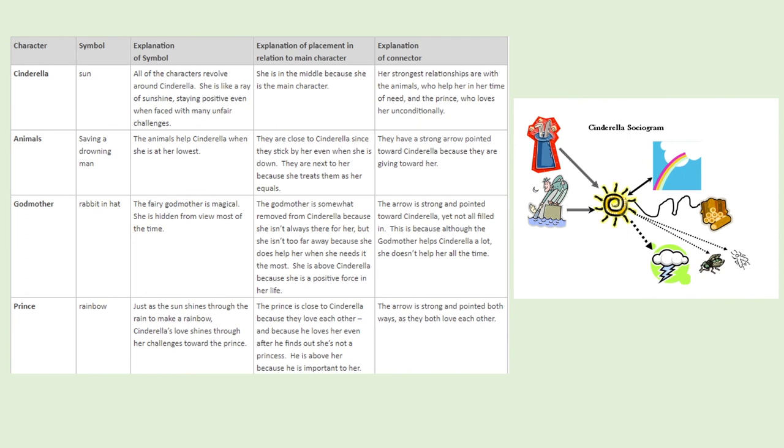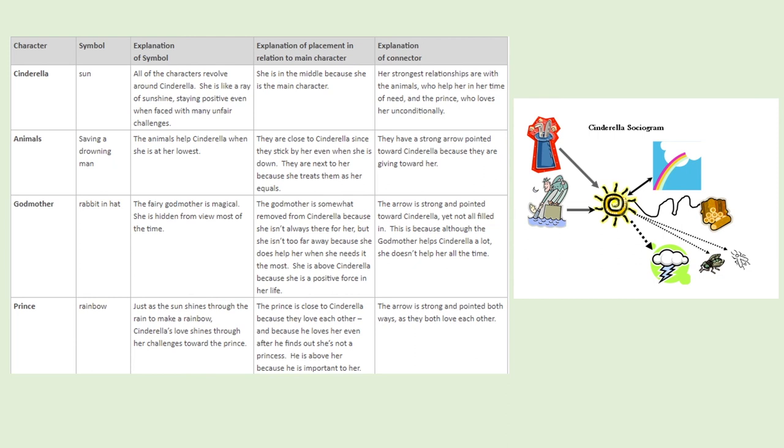So you see, according to the chart, that sun in the middle is actually Cinderella. She's placed in the middle because she's the main character, and it is a sun because all of the characters revolve around Cinderella. Plus, she's like a ray of sunshine, staying positive even when faced with many unfair challenges. If you look at the connectors, you can see that her strongest relationships are with the animals who help her in her time of need, and the prince who loves her unconditionally.